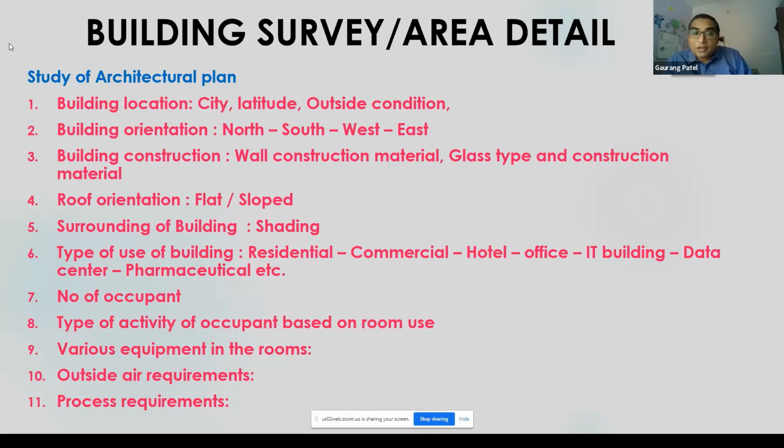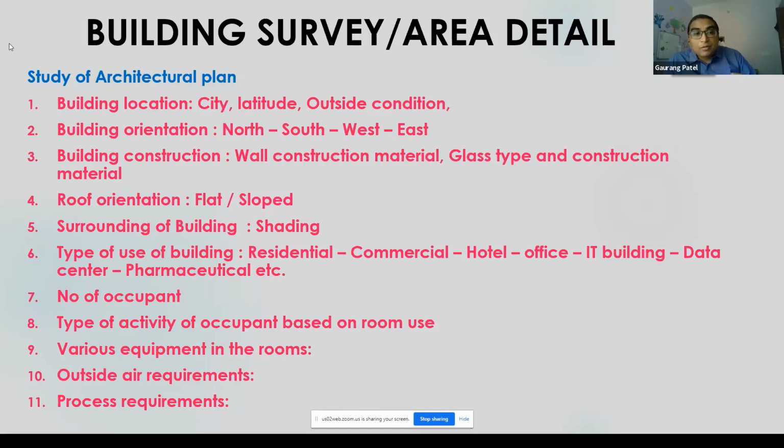Then type of use of the building. What is the use of the building? Is it residential, commercial, hotel, office, data center, gym, or pharmaceutical industry? Because that defines the activity in the area, and based on your activity, your body will release an amount of heat accordingly. When you are sitting in your classroom, your activity level is very low, only your mind is working. But in a gym you are doing a lot of exercise, and at a time we are liberating a lot of heat there.